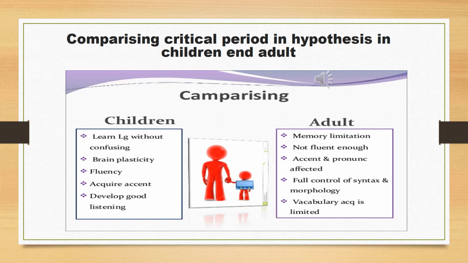The children, for example, learning a language: brain plasticity influences them, they acquire the accent and develop good listening. Adults are different: memory limitation, not influencing enough, pronunciation affected, limited control of syntax and morphology, and limited vocabulary acquisition.